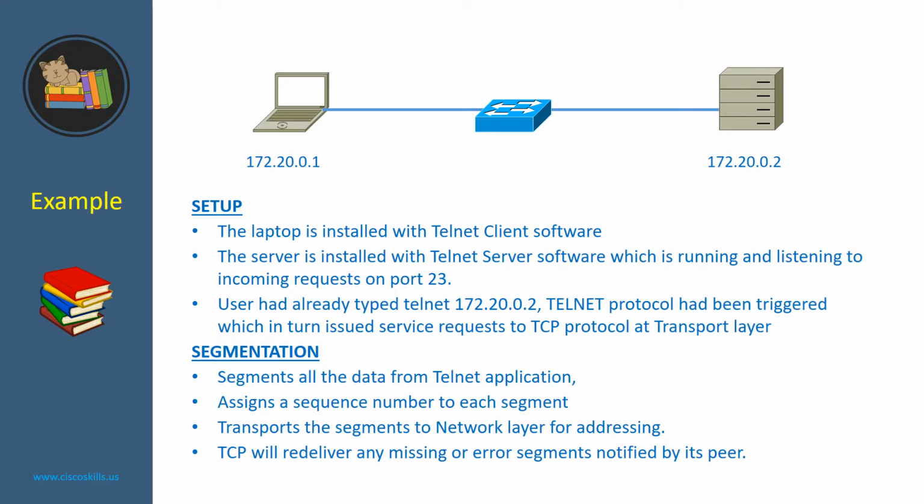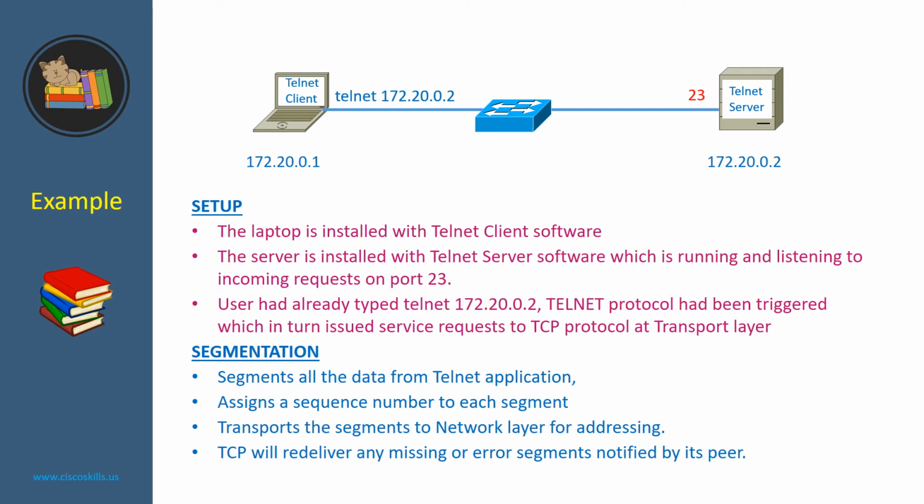Let's look into a real-world example using this network diagram. Here is the setup. The laptop is installed with Telnet client software. The server is installed with Telnet server software, which is running and listening to incoming requests on port 23. The user has already typed Telnet 172.20.0.2 and Telnet protocol has been triggered, which in turn issues requests to TCP protocol at transport layer.